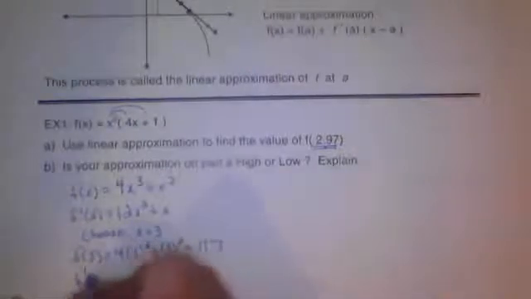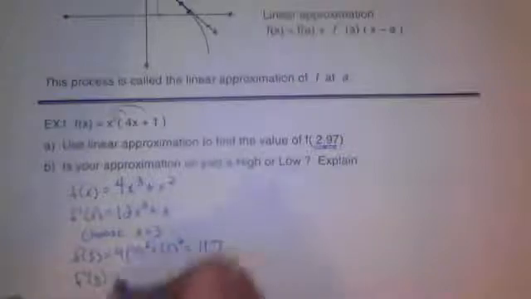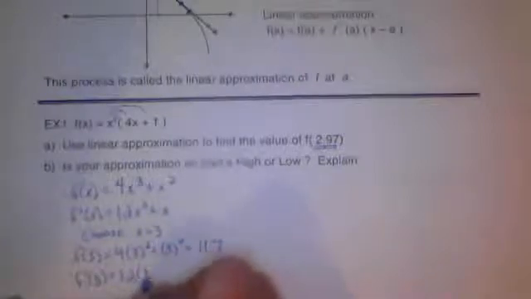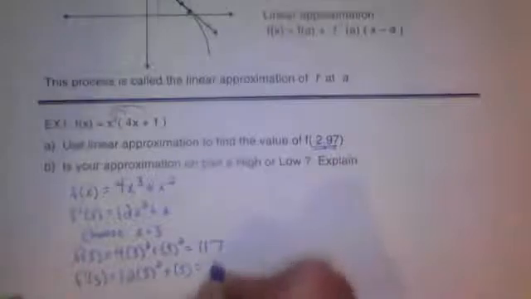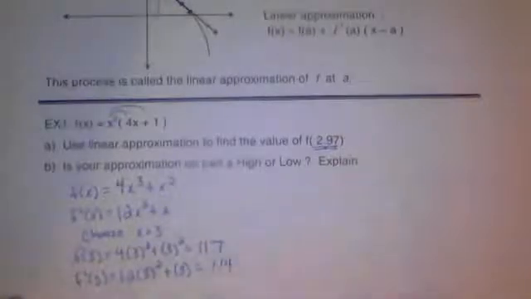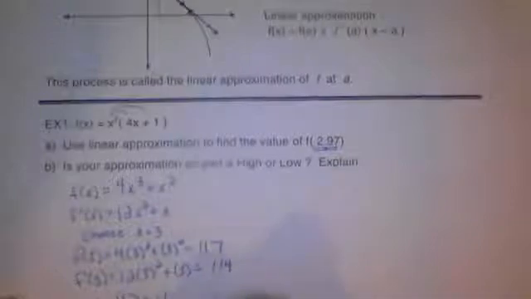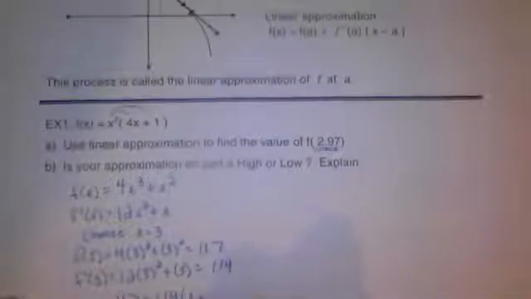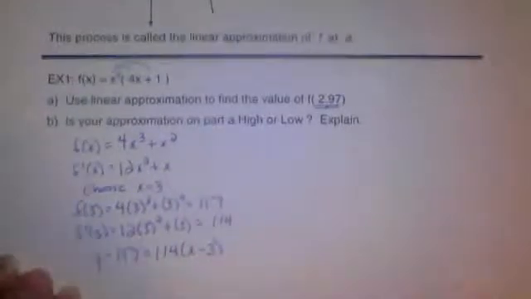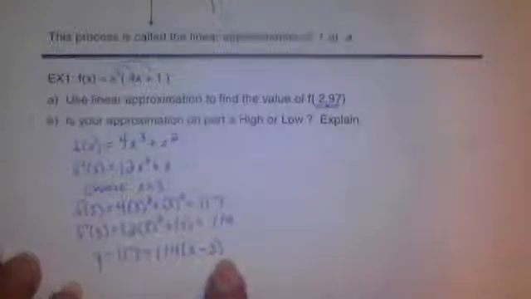And then we're going to plug 3 into our derivative so we can get our slope. And that is 114. So our equation would be y minus our y value equals our slope times x minus our x value. Okay, so this is the equation of the tangent line at 3.